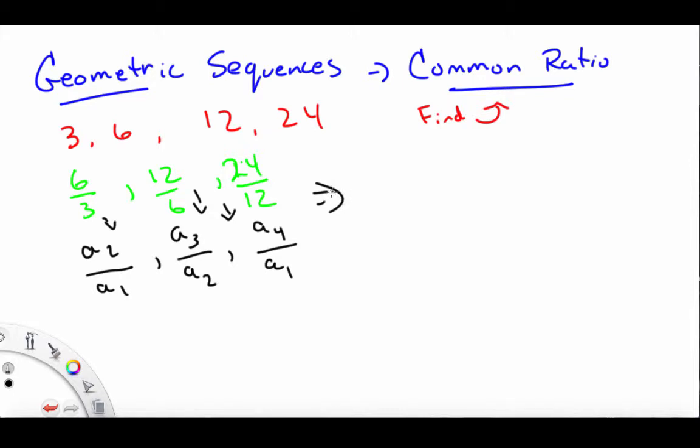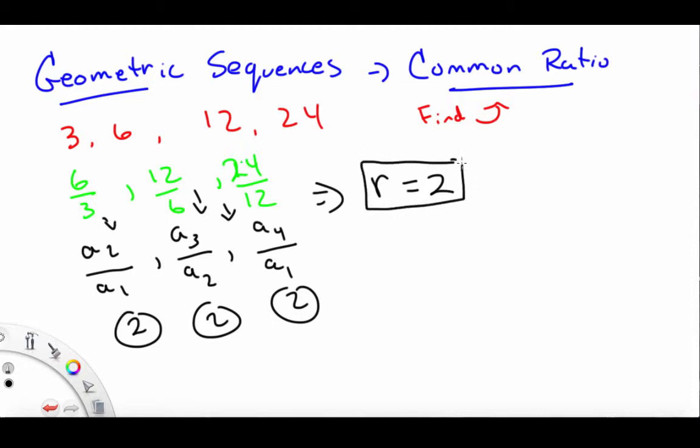What do we notice about this? When it's 6 divided by 3, we get 2. 12 divided by 6, 2. 24 divided by 12, we get 2. A common ratio of 2. The common ratio is denoted by the letter r, so r equals 2. This is the way we find a common ratio for geometric sequences. For geometric sequences, you always divide, not like arithmetic sequences where you subtract.